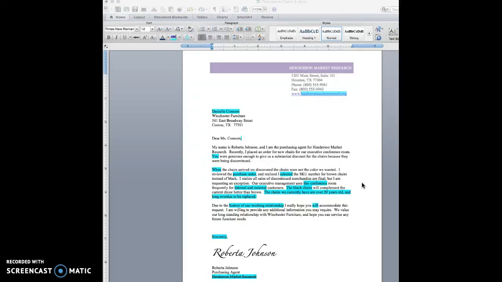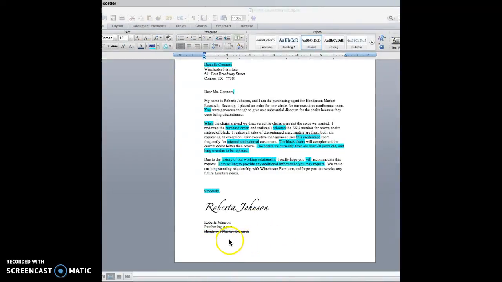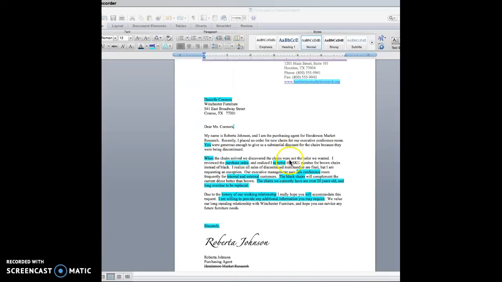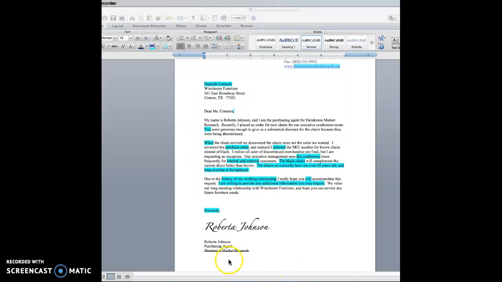Something along those lines. Now, the reason that I have highlighted sincerely is simply because there should only be one space between the final paragraph and the closing. And the reason that I have marked through Henderson Market Research is because we only need to put our title immediately beneath our name. The company name is up here in the letterhead, so we do not add it again when we're writing letters.